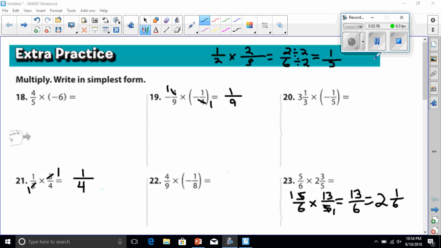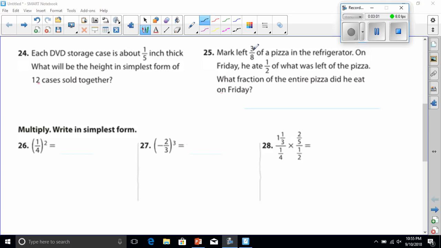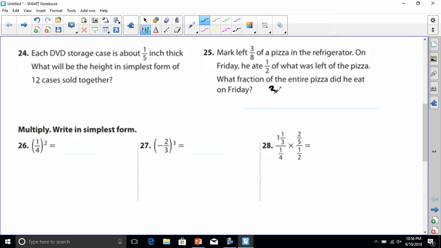And it's time to go towards the lower portions of the paper. Mark left 3/8 of a pizza in the refrigerator. On Friday, he ate 1/2 of what was left of the pizza. What fraction of the entire pizza did he eat? This is a multiplication problem. It's really just 3/8 times 1/2. Well, again, we've got 3 times 1, that's 3, and 8 times 2, that's 16. That's all there is to it.